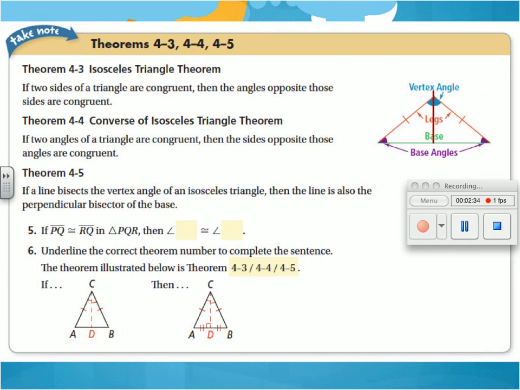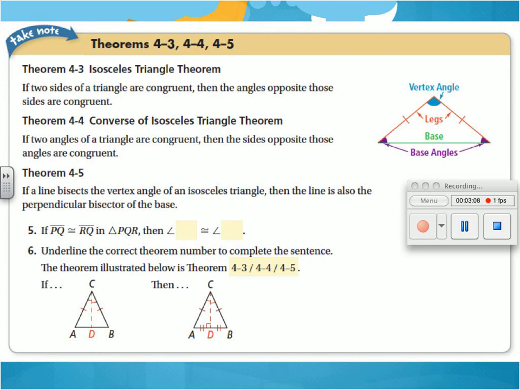And finally, our last theorem, theorem 4.5: if the line bisects the vertex angle of an isosceles triangle, so there's my line that bisects the vertex angle, then that line is also a perpendicular bisector of the base. So the green line there has, if I label the points A, B, and C, AB would be congruent to BC, or equal BC, let me say it correctly. So if a line bisects the vertex angle of an isosceles triangle, then the line is also the perpendicular bisector of the base.